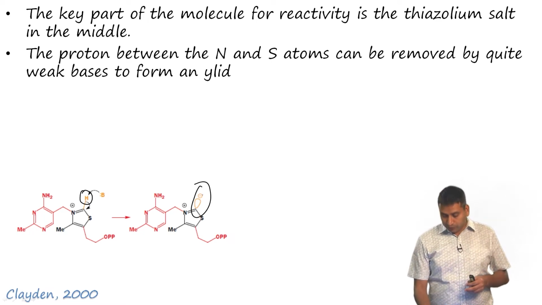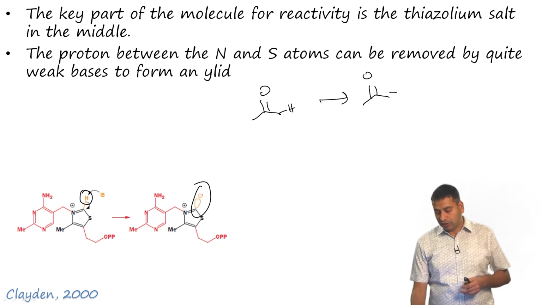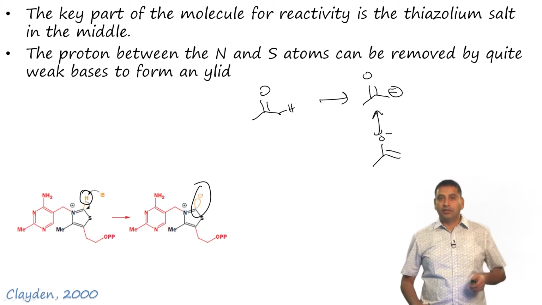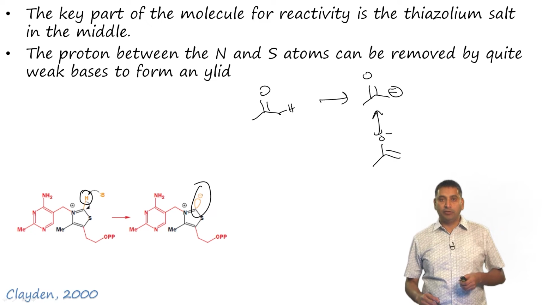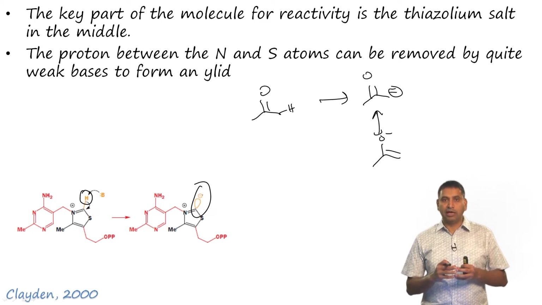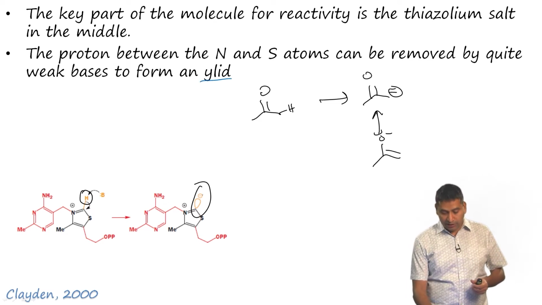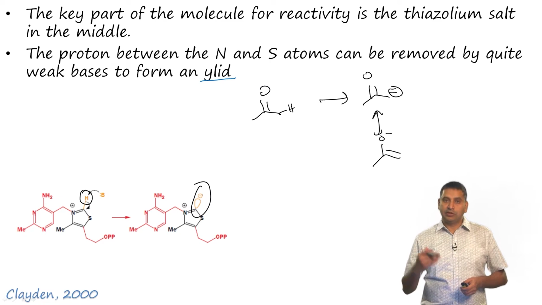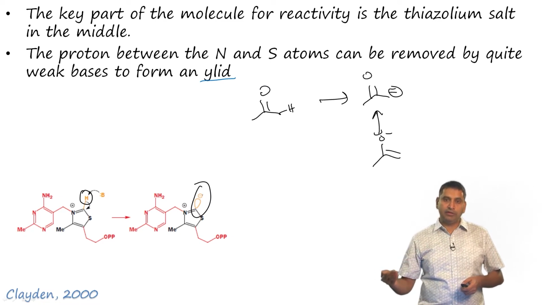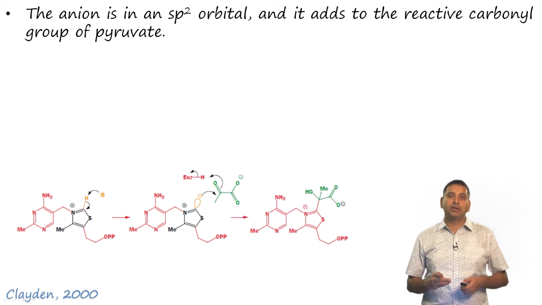To put this in perspective, if you imagine a ketone which has an alpha hydrogen next to it, and you add a strong base, then you would expect that a carbanion is produced. This carbanion is in resonance with the enolate form. Here, the proton between the nitrogen and sulfur atoms can be removed, and it forms what is known as an ylide. Ylide is something that we have encountered previously in organic chemistry courses when looking at a Wittig reaction.